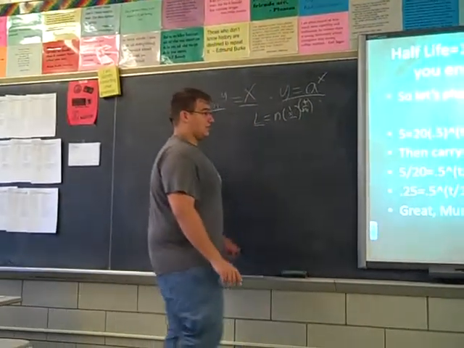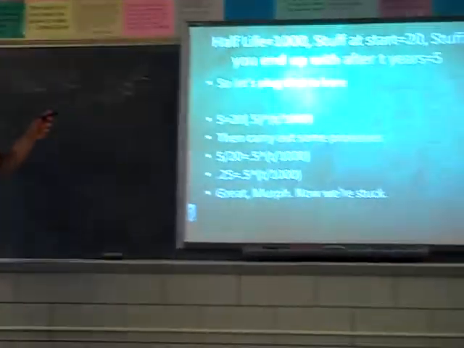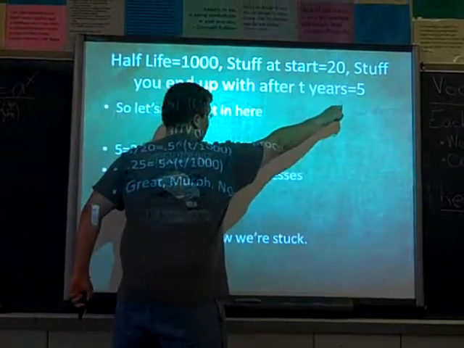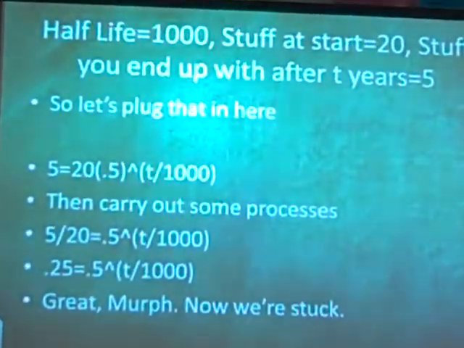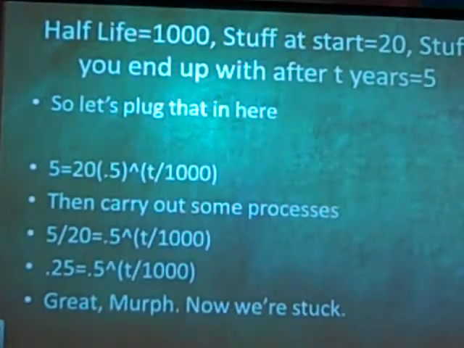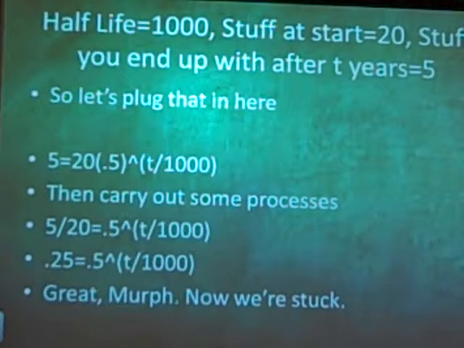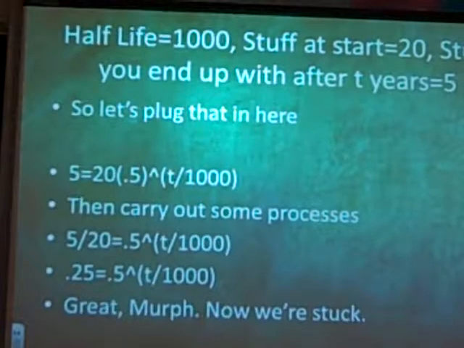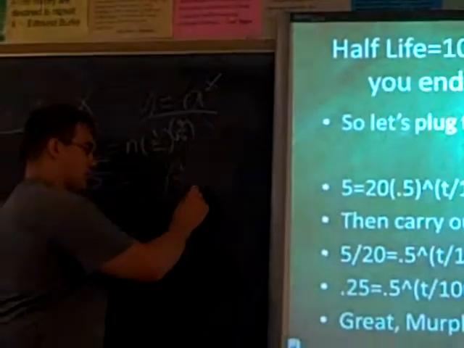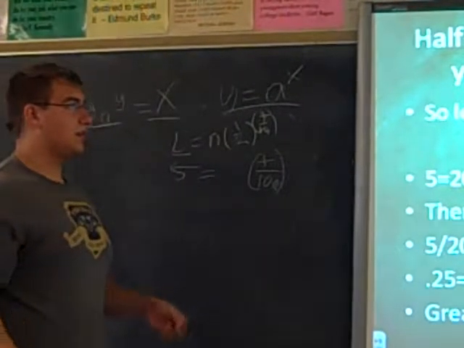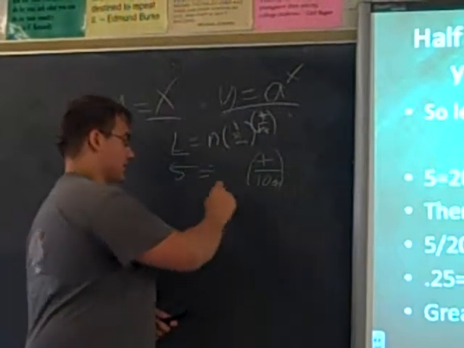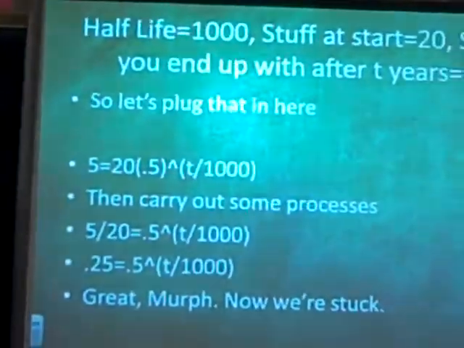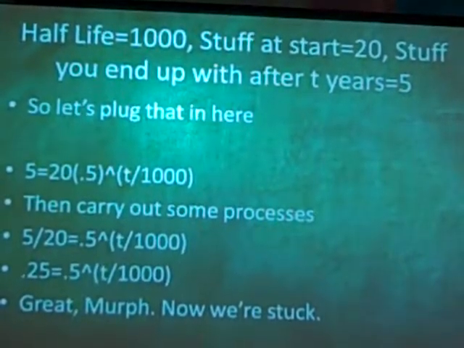So, let's see here. I have to pull up your example. Alright, so L is 5 right here. It's what we end up after T years. So right there I tell you we aren't given T. We'll go ahead and make that an exponent. Then the half-life is 1,000. Sorry, I'm going out of order a little bit. And the stuff that you have at the start is 20. Oh yeah, and I have to throw this little half there.